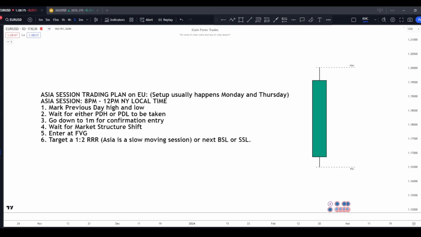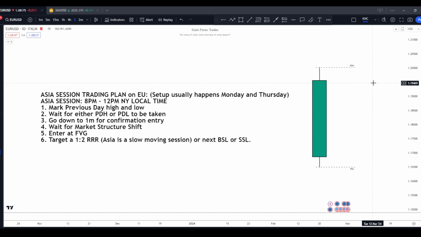So for today's video, I'm not going to have our weekly trade recap, but I'm going to share with you this Asia session trading plan I'm using on EURUSD. This setup usually happens during Mondays and Thursdays of the week.